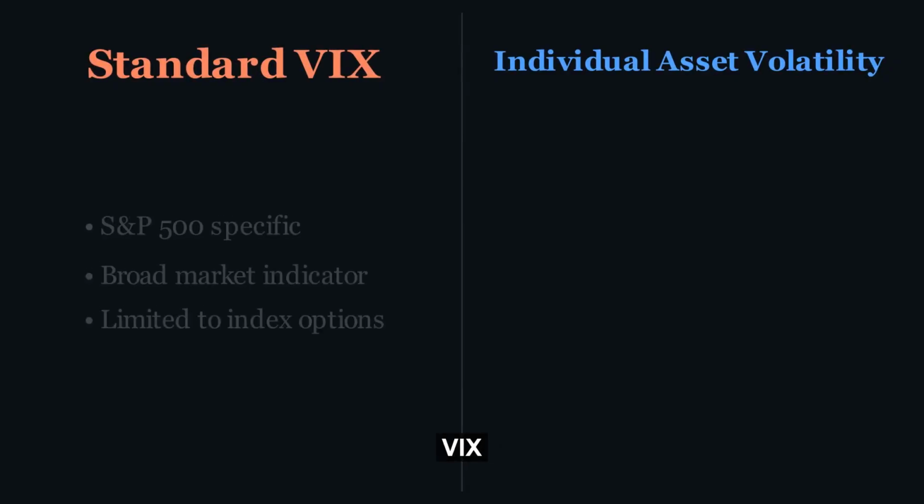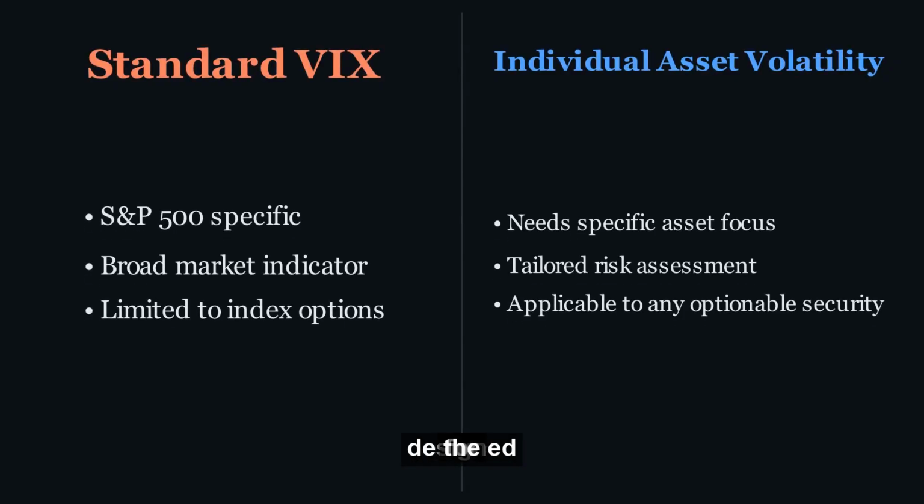Here's the catch: the VIX, as we know it, is specifically designed for the S&P 500. It tells us about the broad market, but what if you're interested in the implied volatility of a specific technology stock or an energy ETF? The standard VIX offers no direct insight into these individual assets. This limitation creates a significant gap for investors and quants who need precise volatility measures for their tailored portfolios and strategies. We need a way to generalize this powerful concept.